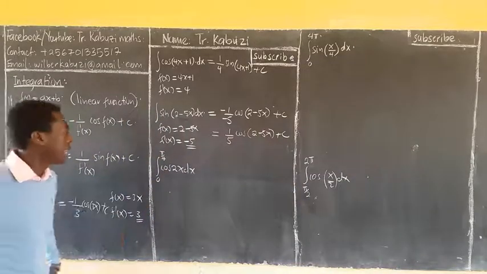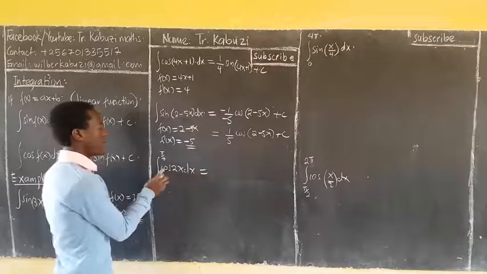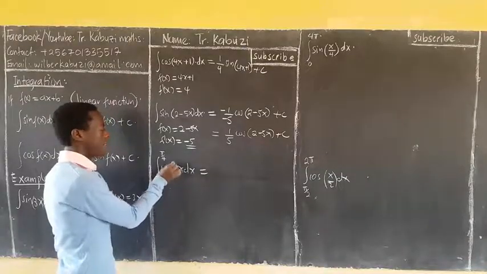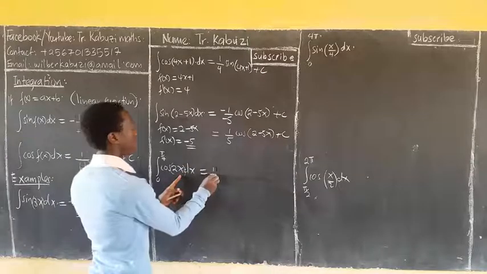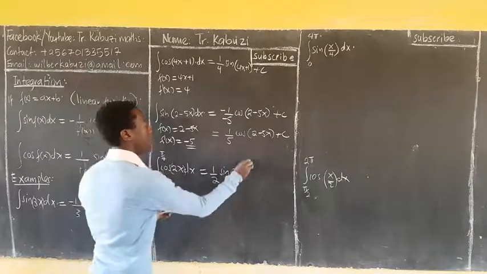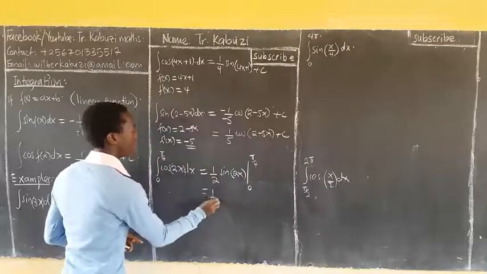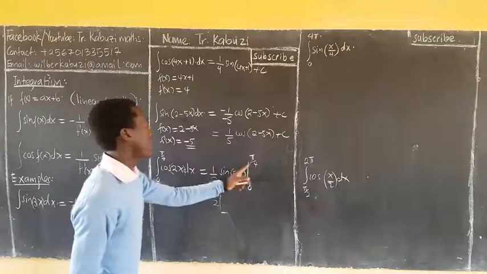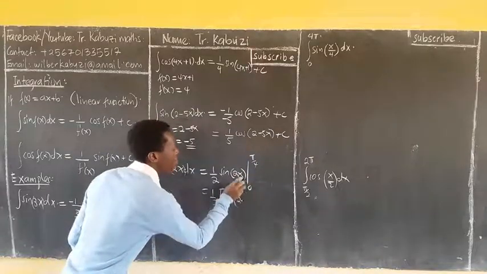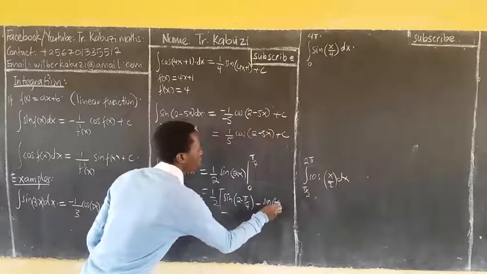Now here we have limits, so these are all definite integrals. The technique is simple. When you integrate a cos, you get a positive sine. When I differentiate the angle, I get 2, so it's 1 over 2, then sine of the same angle 2x, with limits from 0 to pi over 4. Now I put in the limits: sine of 2 times pi over 4, minus sine of 2 times 0.